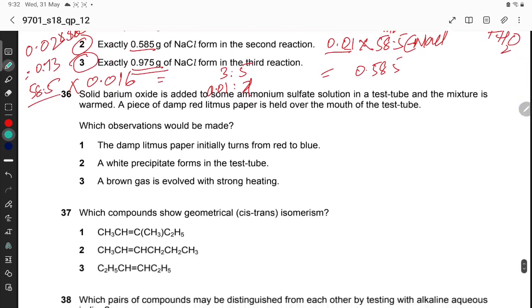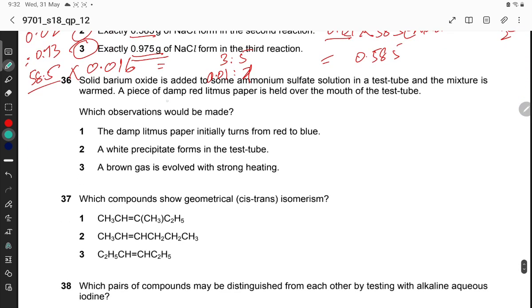A. Question number 36. Solid barium oxide is added to some ammonium sulfate solution in a test tube and the mixture is warmed. A piece of damp red litmus paper is held over the mouth of the test tube. Which observations would be made? The damp red litmus paper initially turns from red to blue.